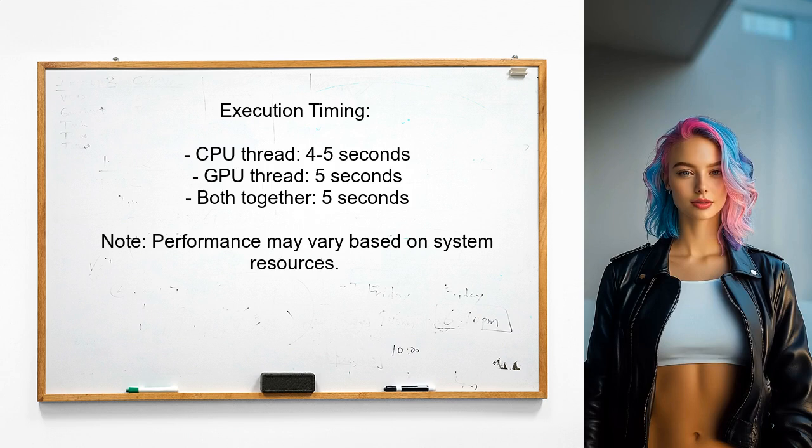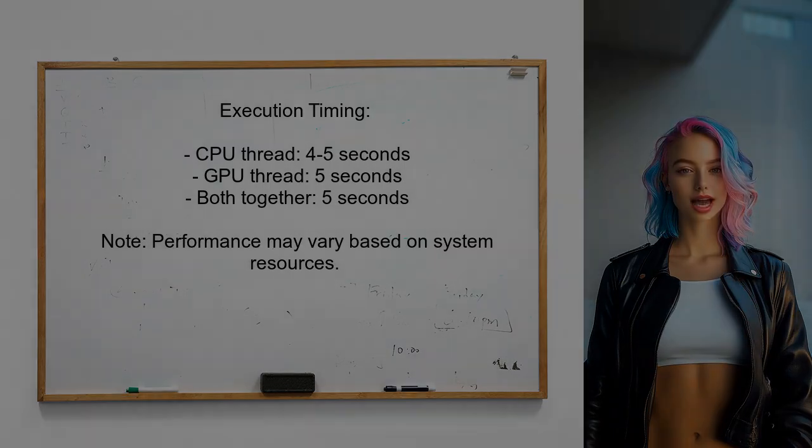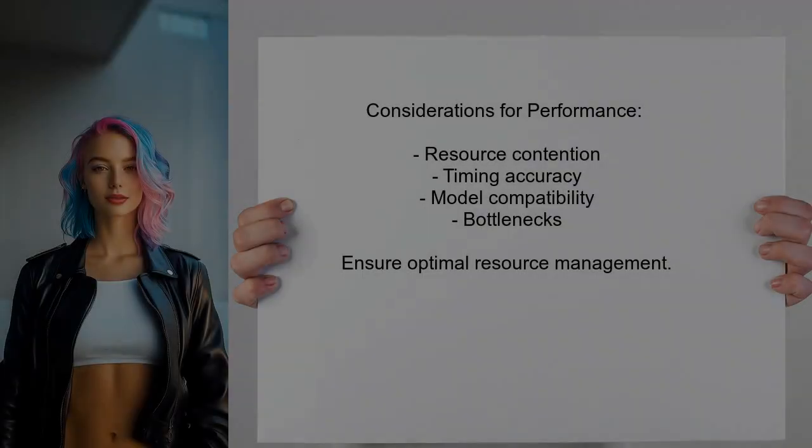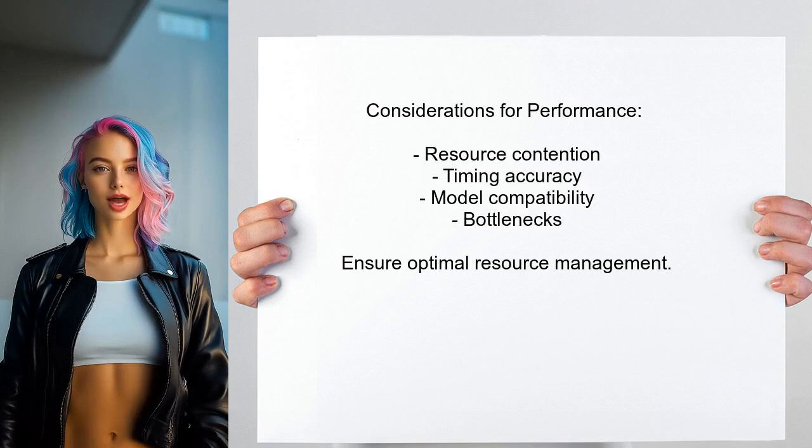They found that running both threads together resulted in similar timing to running the GPU alone, indicating effective parallel execution. They also mentioned potential reasons for performance differences, such as resource contention, incorrect timing, or model limitations. This highlights the importance of optimizing resource usage when running predictions on both CPU and GPU.